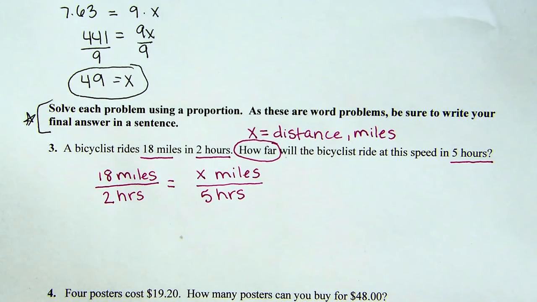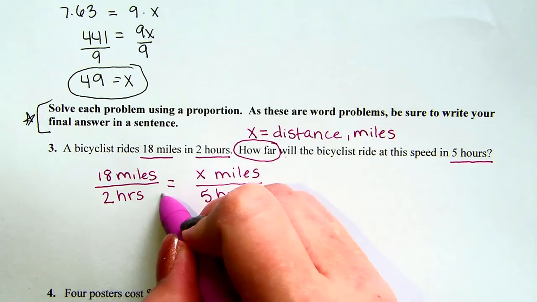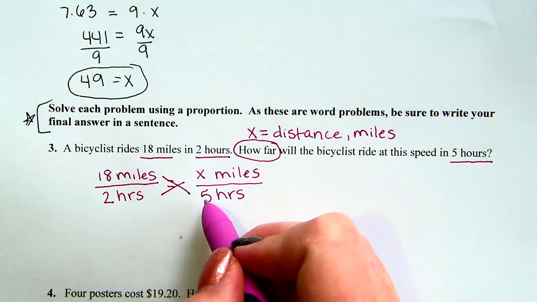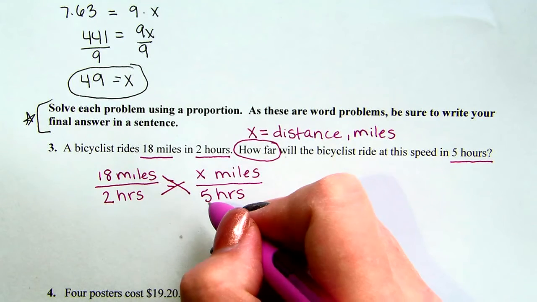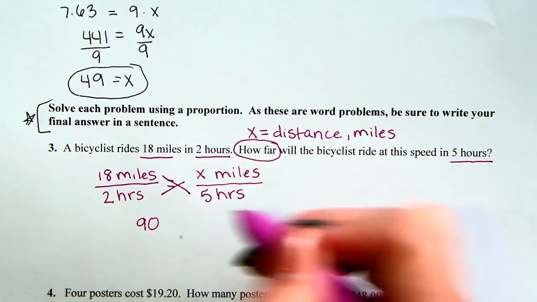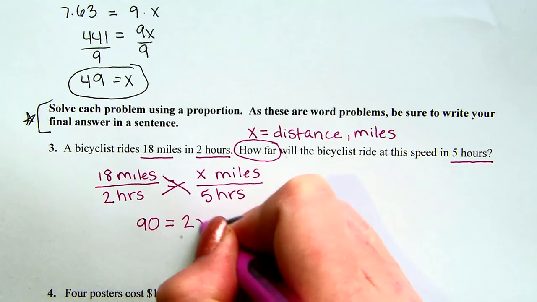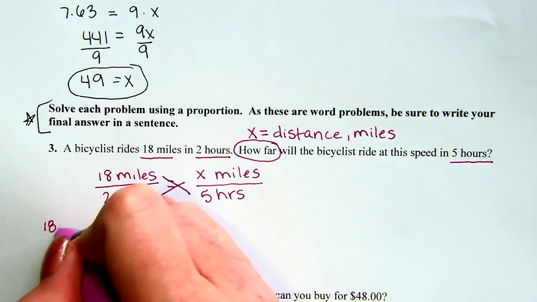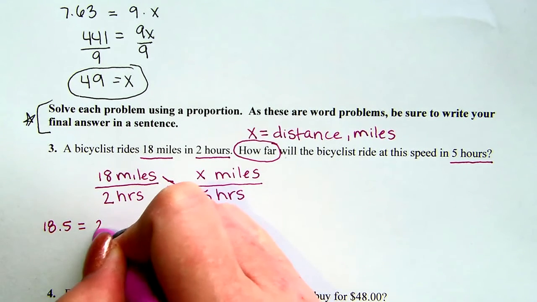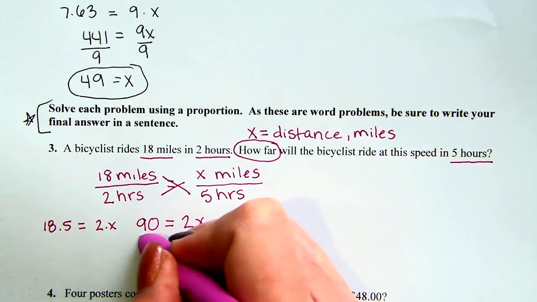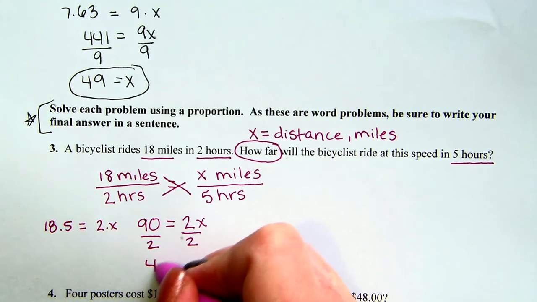Next, we are going to cross multiply. This is us solving our proportion. This is step 3. So I'm going to go 18 times 5, which is going to be 90, and that's going to be equals to 2x. Because again, I get 18 times 5 equals 2 times x. Now, we're going to divide by 2 on both sides, giving us 45 is equals to x.